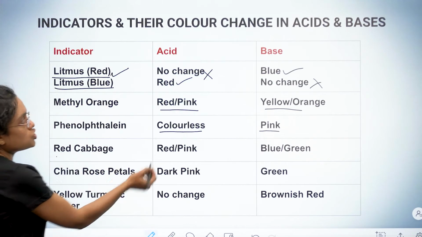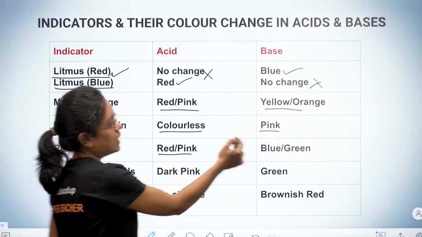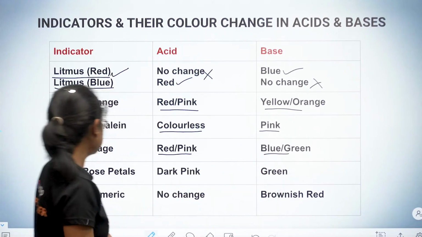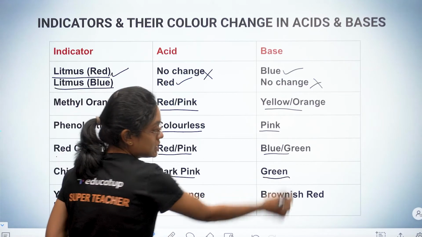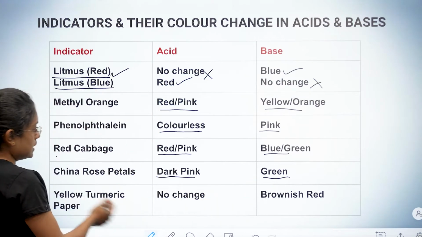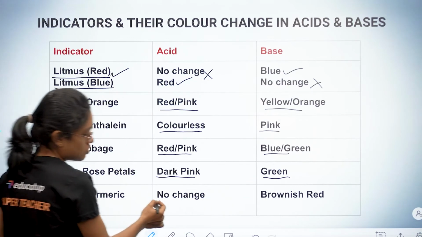Then red cabbage, an acid turns red or pink and base turns blue or green. Then in case of China rose petals, an acid gives dark pink color and a base gives green color. And in case of yellow turmeric paper, in case of acid, no change.